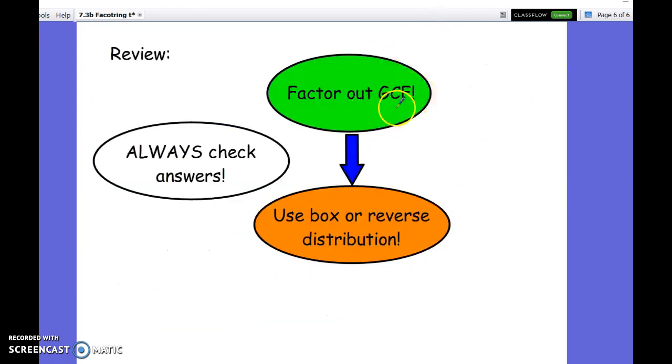Reminders: back up the GCF first. If you don't, your final answer will get all messed up. Then after that, use your box method. And remember, you can always check your answers by multiplying them out.